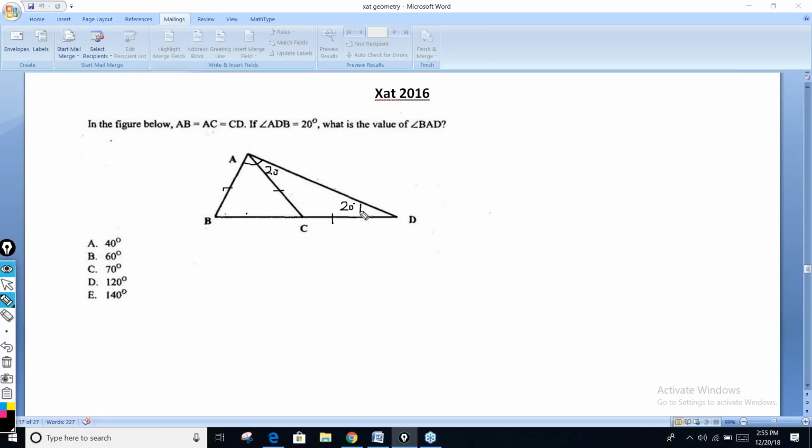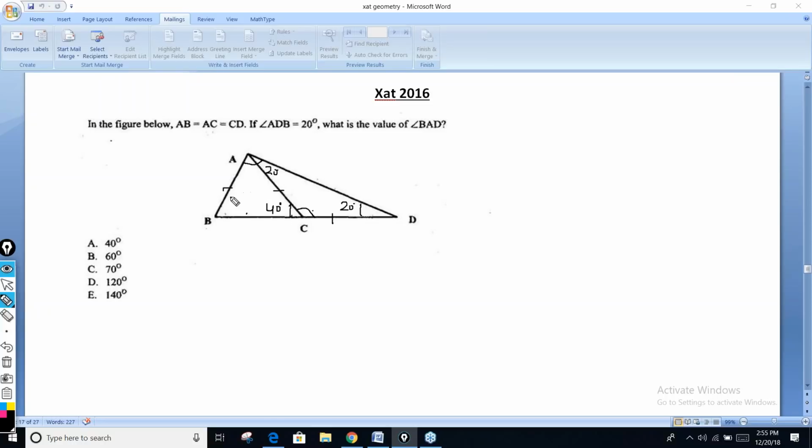Now with the property of the exterior angle of a triangle, if this angle is 20 and this angle is 20, can I say this angle will be 40? Otherwise you can use the triangle property: 20, 20, 40. So this angle will be 140. If this is 140, this angle would have been 40, straight line angle. Otherwise use the exterior angle property directly.